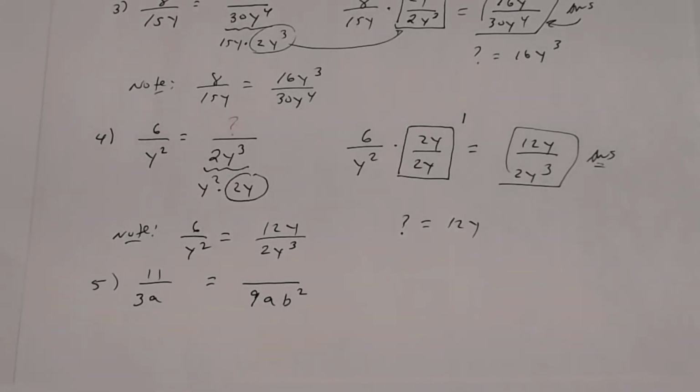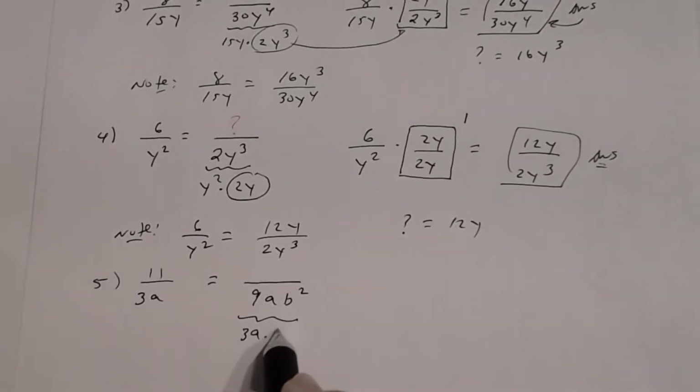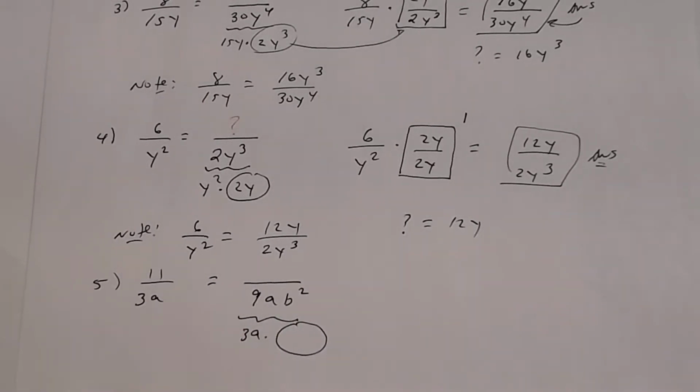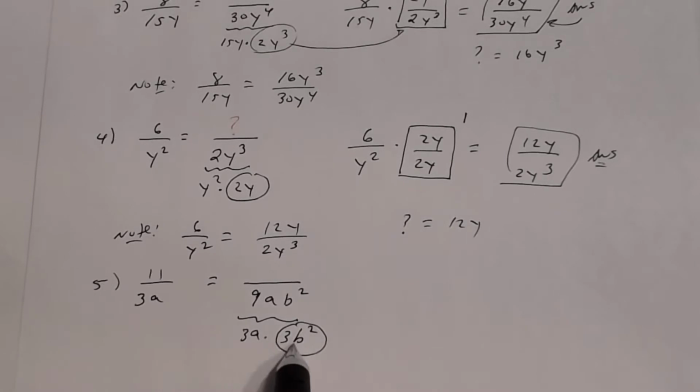So again, we're dealing with monomial factors. In a little while, we're going to look at polynomials that have more than one term. So in number 5, you have 11 divided by 3a, and you want to determine what the numerator is, so you can get an equivalent rational expression with this denominator. All right, so if you look at this right here, I have 3a, so 3a times what will give me 9ab squared. So 3 times 3 is 9. I already have an a, and so all I need is a b squared. And always check. So if you multiply these monomials out, you'll get 9ab squared.